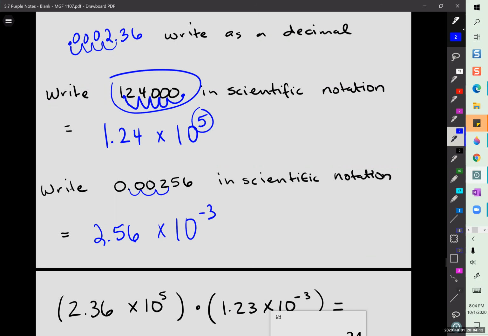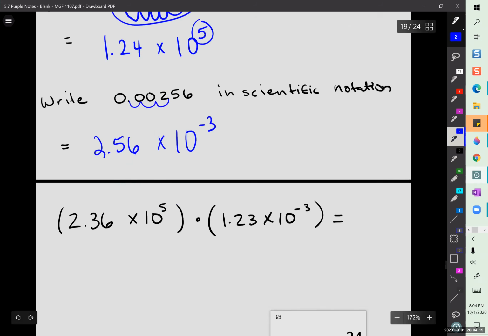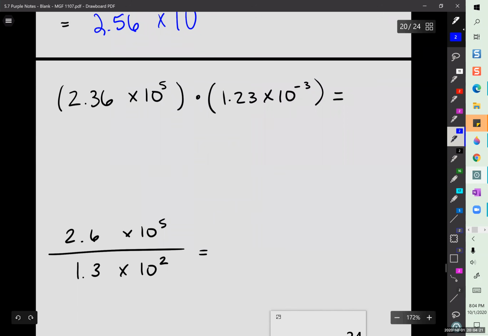Would you like additional problems related to this? How do we feel about this topic? Okay. Everybody seems good. We also learned how to multiply and divide in scientific notation.